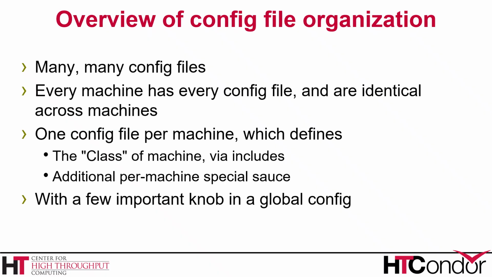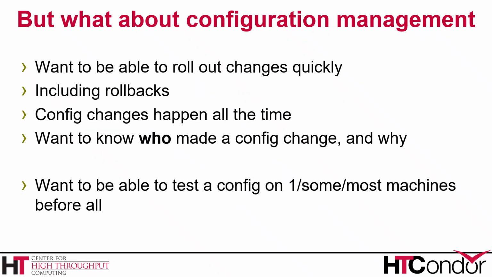So let's dive into the overview of how CHTC uses this configuration language. We have many, many config files, at least one per machine, and every machine has its own configuration file that's specific to it, and is named by the name of the machine. And this config file defines the class of the machine and anything that's special or unique to it. And there's a handful of knobs in the global config.